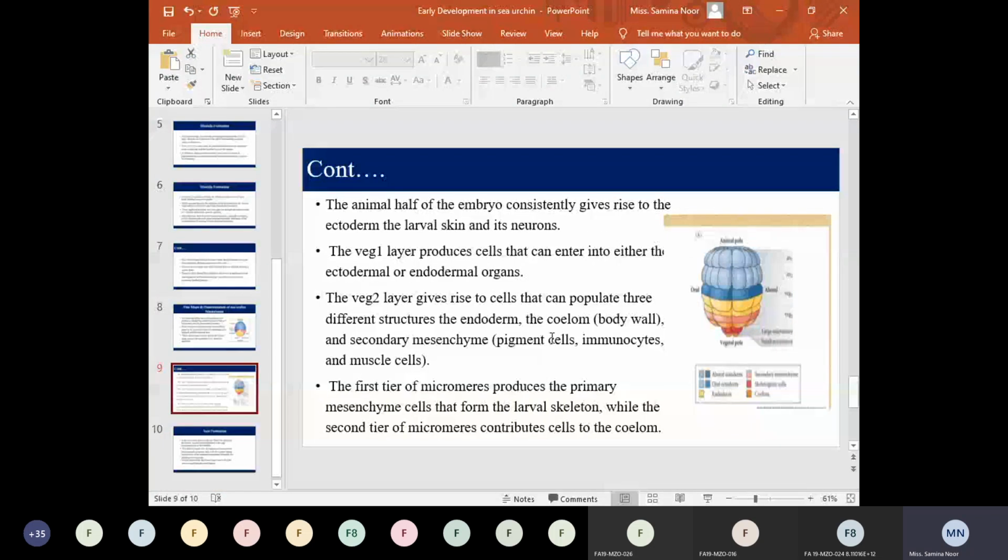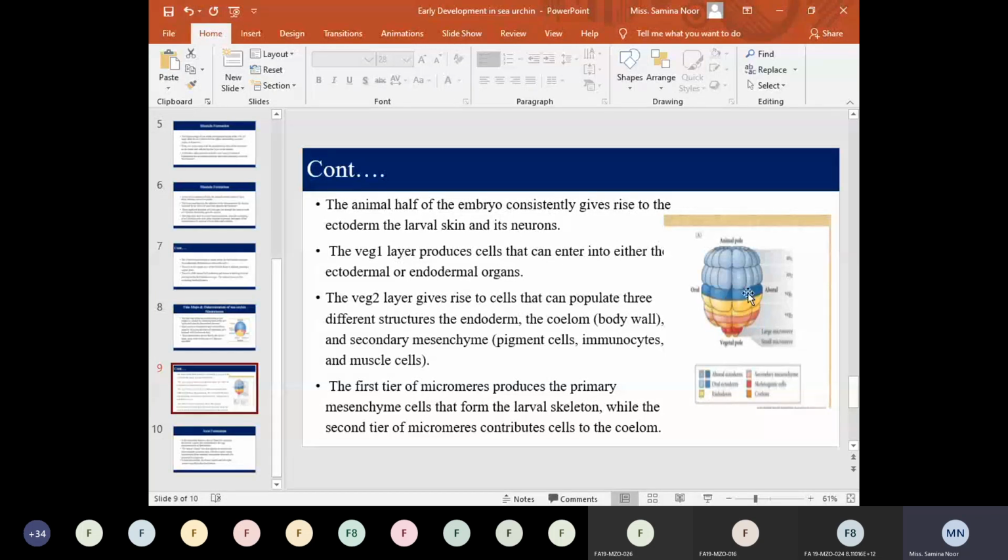The animal half of the embryo consistently gives rise to the ectoderm, the larval skin and its neurons. So the animal half forms the ectodermal layer in future, and the ectodermal layer develops two structures. One is known as the larval skin, and the second is the neurons, or the nervous structures. So the ectoderm, or the cells of the animal pole, in future form two types of ectodermal structures. One is the integumentary structures, also known as the larval skin. The second is the neuronal structures.